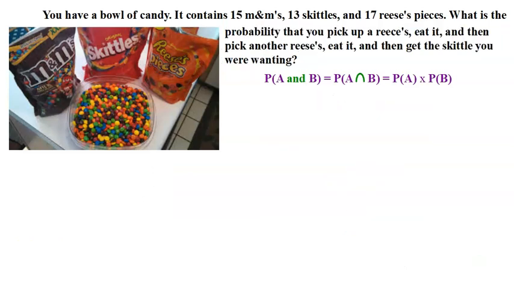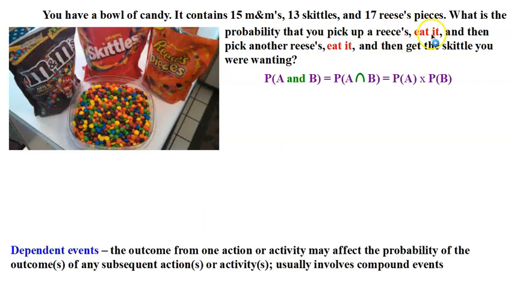Now, what if instead we picked up a Reese's and we ate it? Then we picked up another Reese's and we ate it. And then we picked up a Skittle. All right? Well, here things are changing because we are eating the candy. And so there's a different amount of candy in the bowl, which changes the probability. These are called dependent events if whatever you do for the first outcome changes the probability of the second outcome.